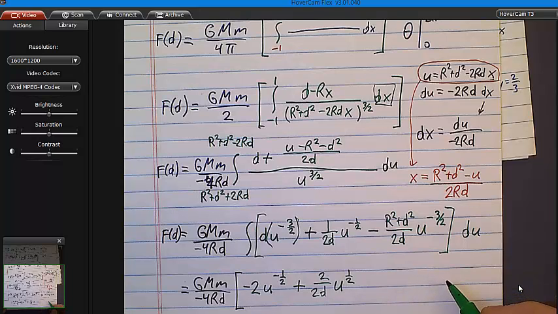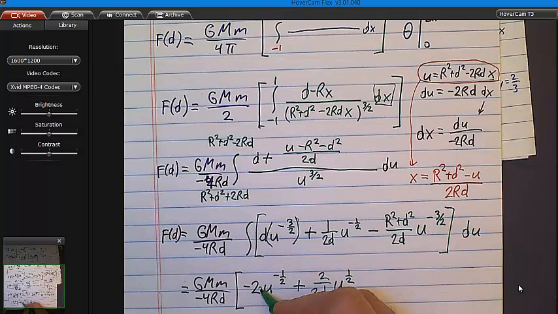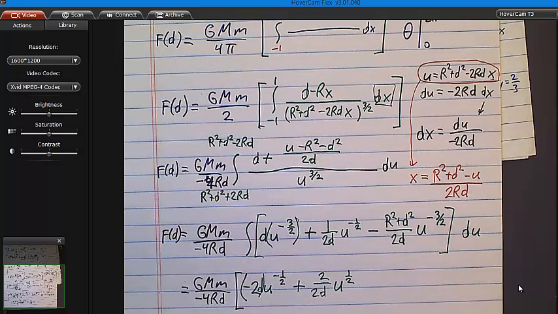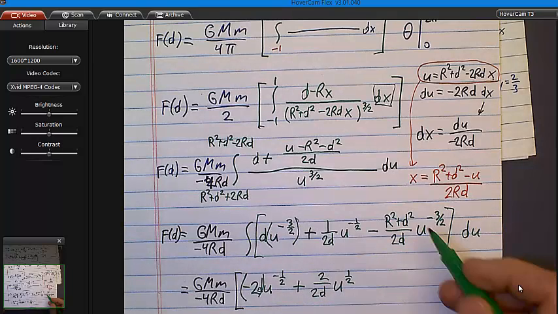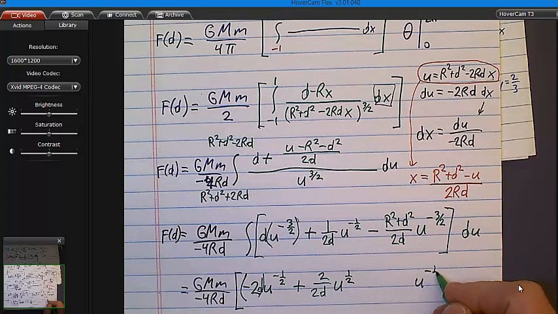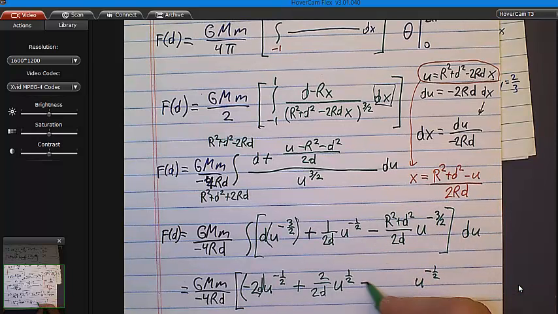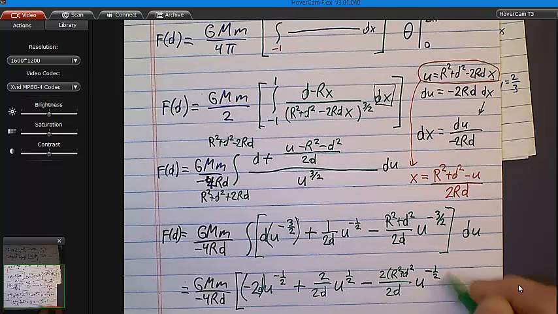No, consider D in the first one. What happened to the D in the first one? D in parentheses, so we don't get it mixed up again. I agree. Negative 2(D), U to the negative 1/2, plus 2 over 2D, U to the 1/2. And now this is also going to become U to the negative 1/2. We have to put a 2 out front. So we have minus, and again, it's 2 times R squared plus D squared over 2D. So a lot of 2's are going to cancel.